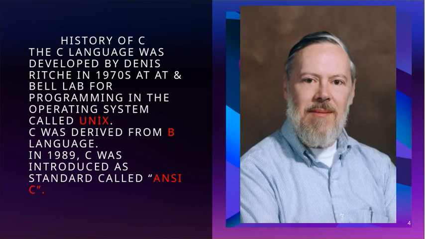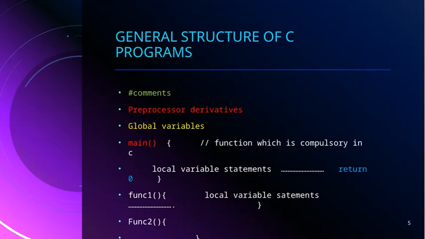Let's take a closer look at the general structure of C programs. First, we have comments, which are essential for making our code understandable. They help us and others know what each part of the program does. Next, we see the preprocessor directives. These are commands that tell the compiler to include libraries or define constants before the actual compilation begins. Moving on, we notice the use of global variables. These are variables declared outside of all functions, making them accessible throughout the entire program. They are useful for sharing data across multiple functions, but we should use them judiciously to avoid confusion.